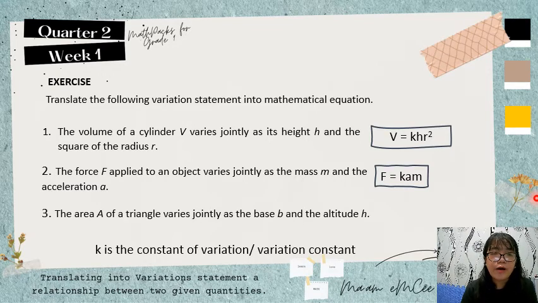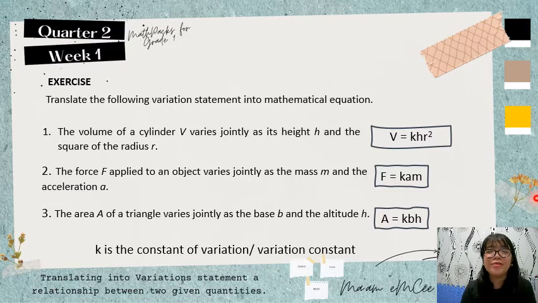And then the area A of a triangle varies jointly as the base, B, and the altitude H. So this is still the same as the second and third examples. So A is equal to KBH.